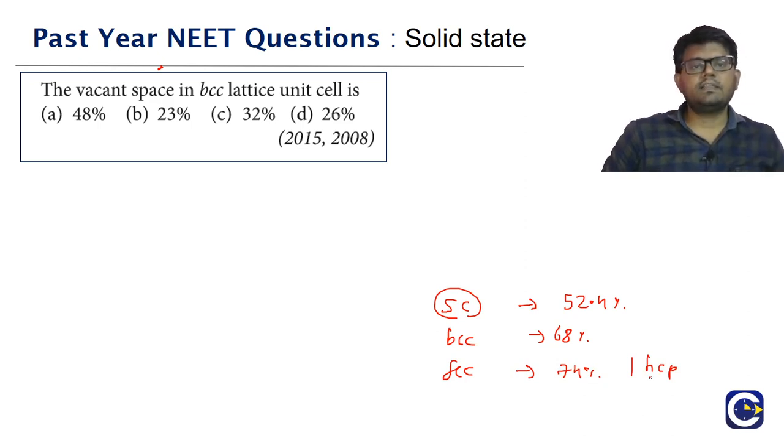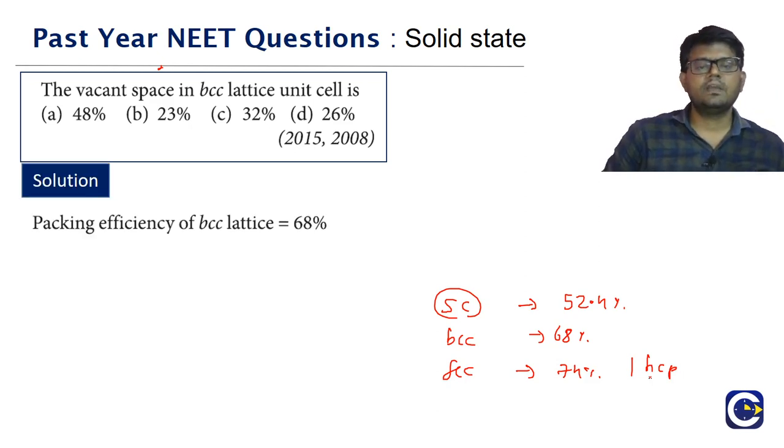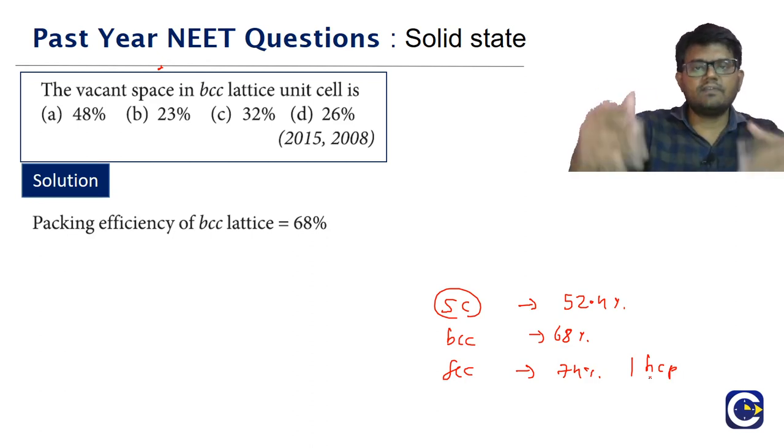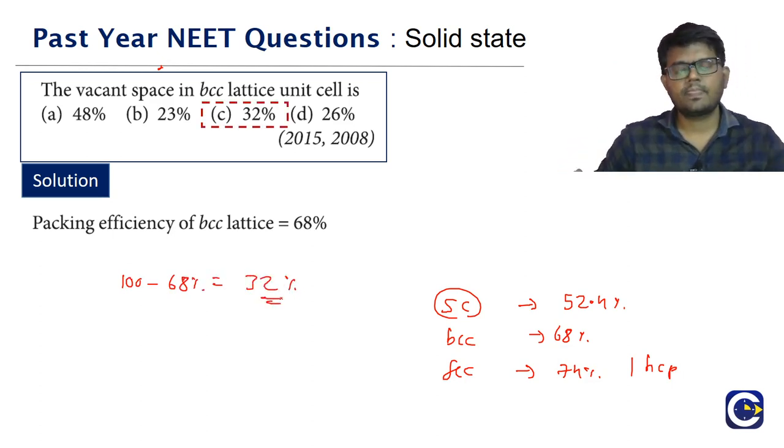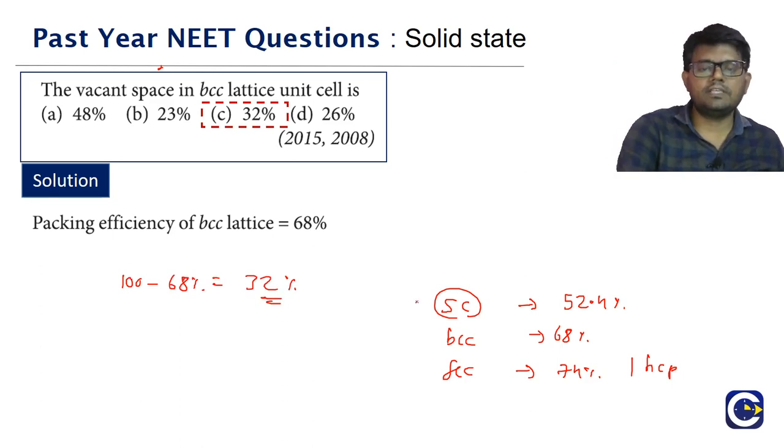What is it? The vacant space in BCC unit cell is, what is the answer? We are saying that the packing efficiency is 68%. Means the vacant space is the remaining part. The remaining part is 100 minus 68, which is going to be 32%. Okay. So we have to remember these values, guys.